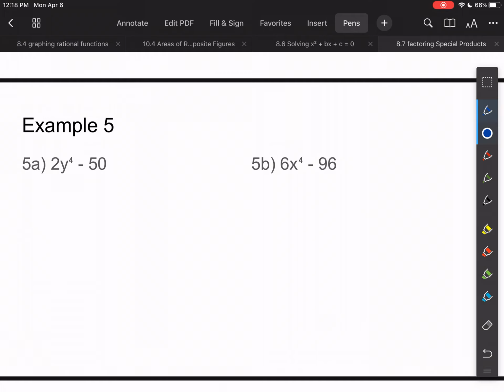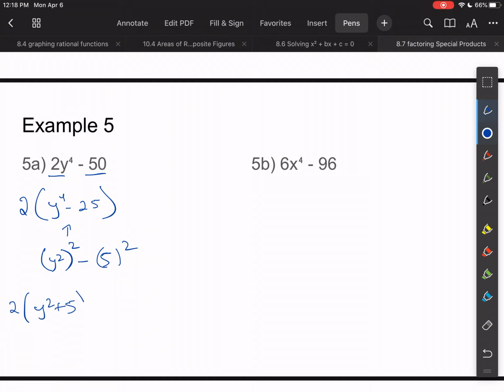So for 5a, the first thing you're always going to want to ask is, can you take something out of both? And the answer is yes, 2. So then I'm left with y to the fourth minus 25. Here I'm going to check for a difference of squares. I can write this as y squared squared minus 5 squared. So then I have 2 times y squared plus 5, y squared minus 5. And then I'm done because even though this is a difference, the y squared is a perfect square, but the 5 is not. So I'm done. Cannot factor that further.